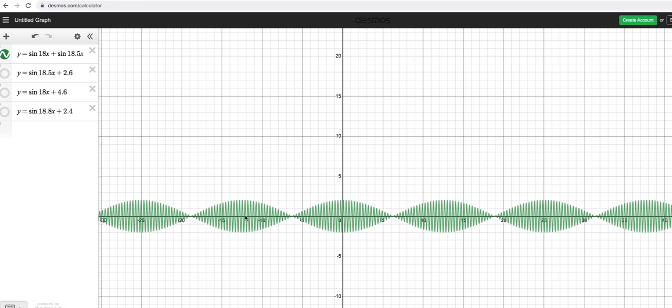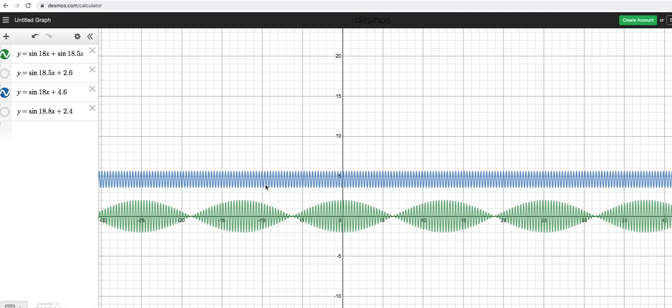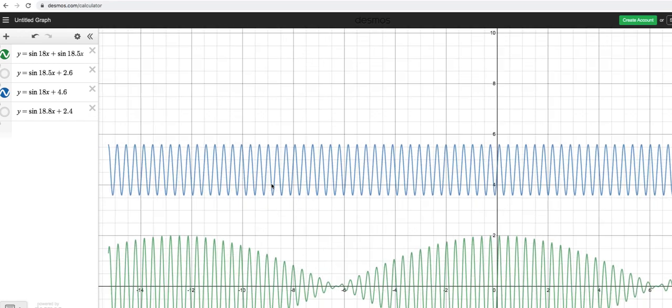So this is a combination of two frequencies. Let's say that this is one frequency. If you look on the left side, I'm using Desmos graphing calculator, and this is a wonderful graphing calculator available on the web. So we are using y is equal to sine 18x plus 4.6. What I'm doing is creating sine waves with a frequency of 18 hertz. These are in blue color.